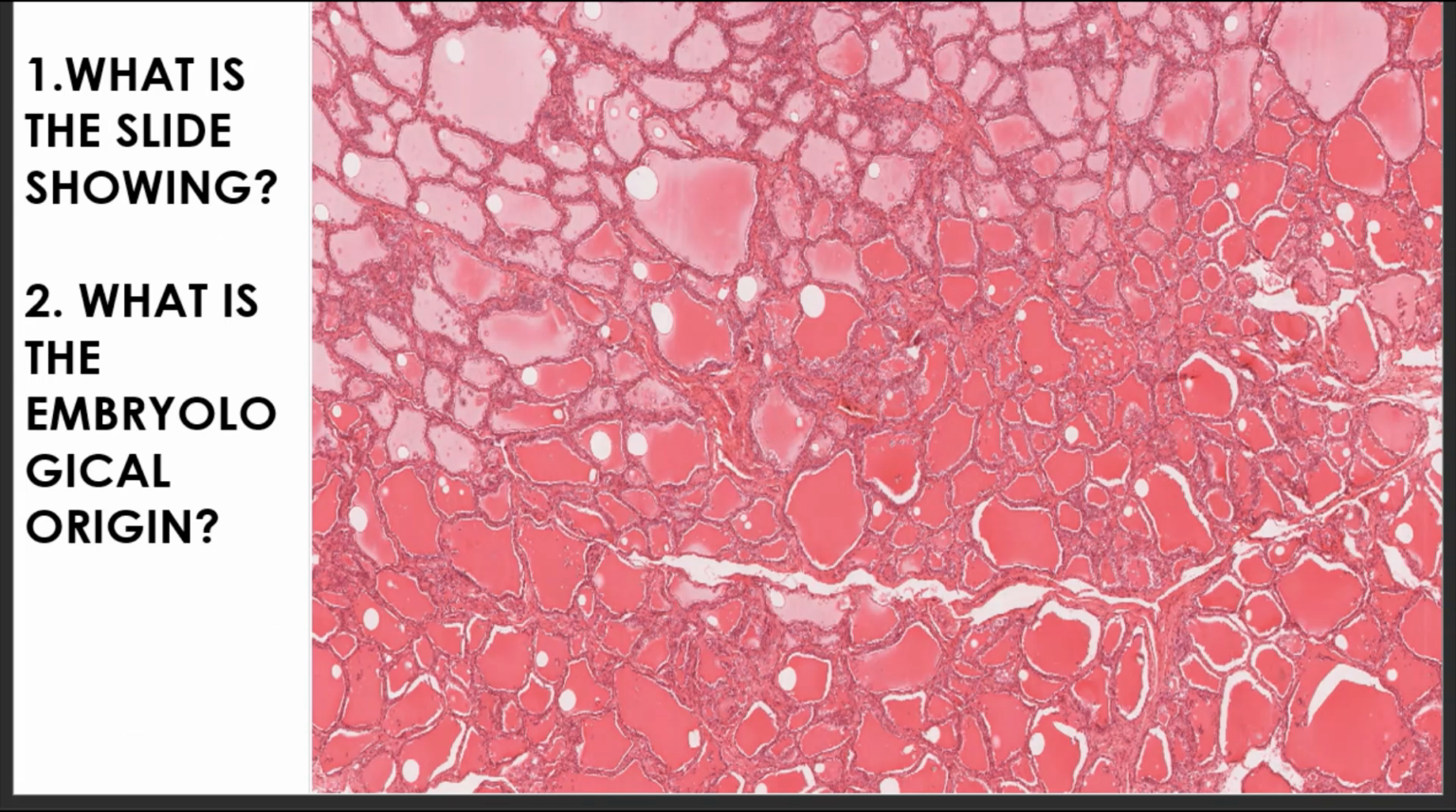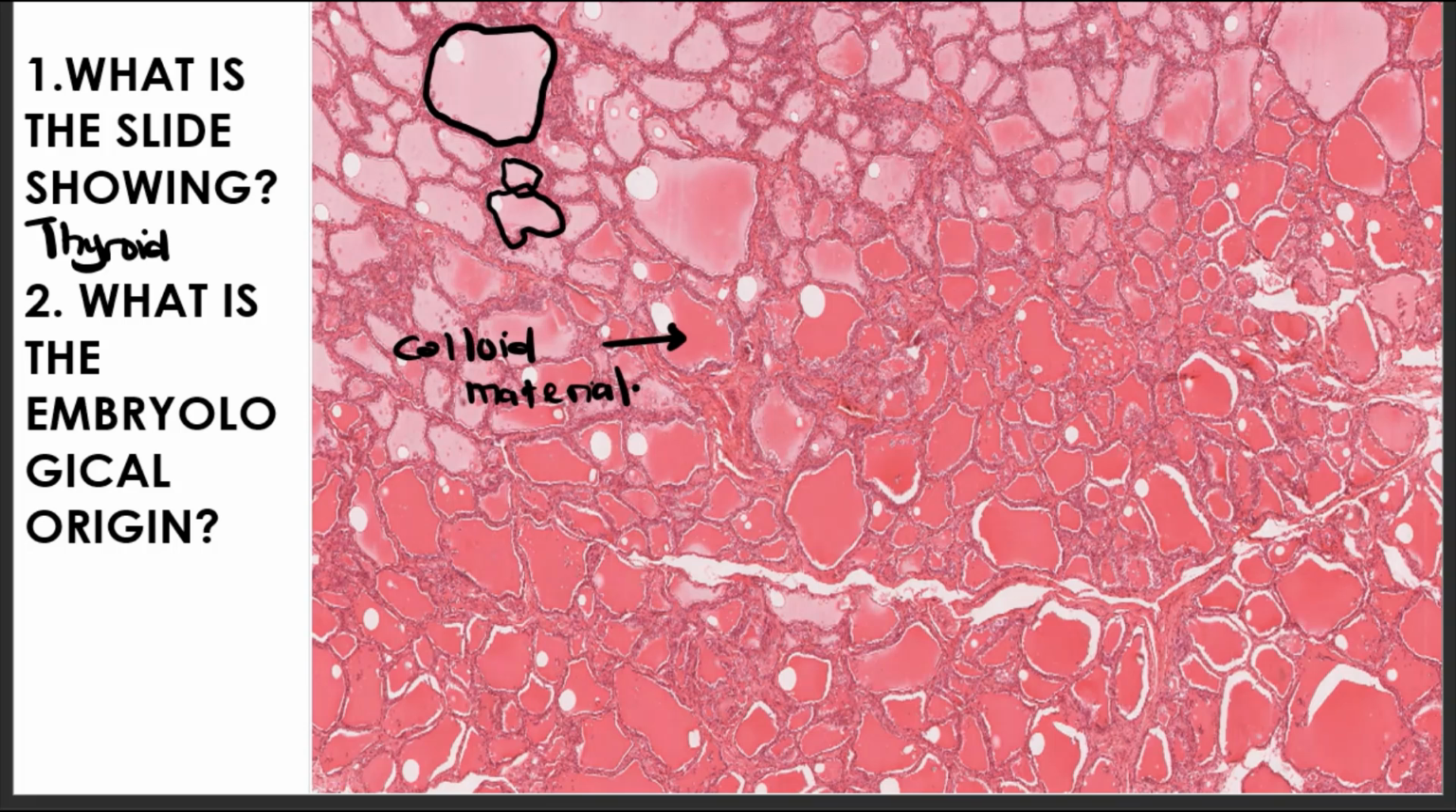Let's move. What is this slide showing? So this slide, you can see there are a lot of follicles. There's a follicle here. There's a follicle here. There are follicles here. These cells that are found close to the follicles, outside the follicles, those are called the parafollicular cells. And the follicles are filled with this colloid material inside here. So here is colloid material. This slide is the thyroid gland.